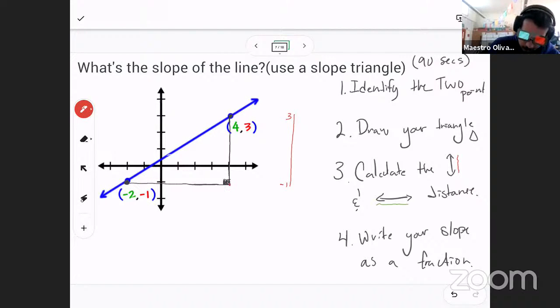You start at this corner and you count how many boxes. 1, 2, 3, 4. The distance is 4. It's 4. So the vertical is 4.